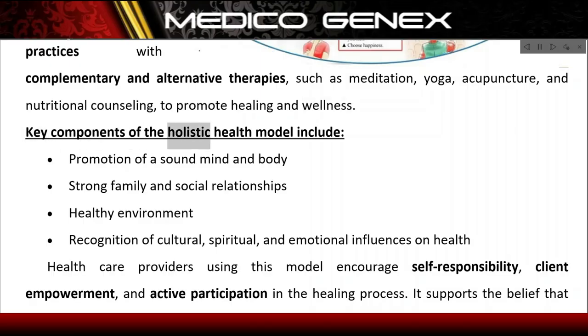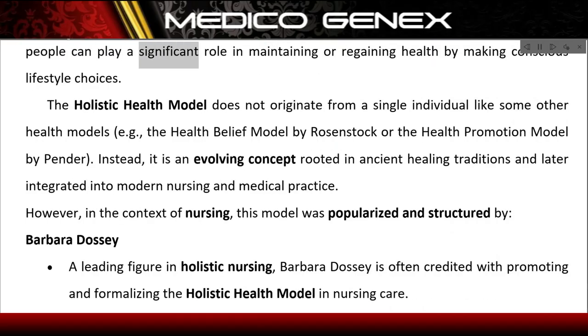Key components of the holistic health model include promotion of a sound mind and body, strong family and social relationships, healthy environment, recognition of cultural, spiritual, and emotional influences on health. Healthcare providers using this model encourage self-responsibility, client empowerment, and active participation in the healing process. It supports the belief that people can play a significant role in maintaining or regaining health by making conscious lifestyle choices. The holistic health model does not originate from a single individual like some other health models, for example the health belief model by Rosenstock or the health promotion model by Pender.